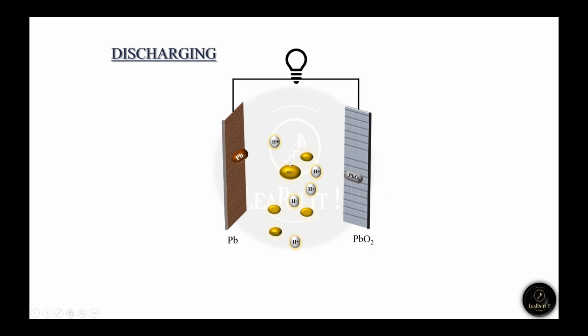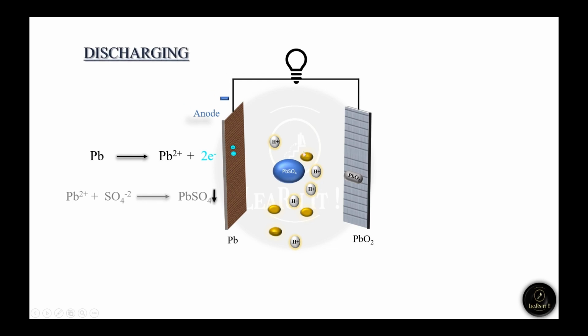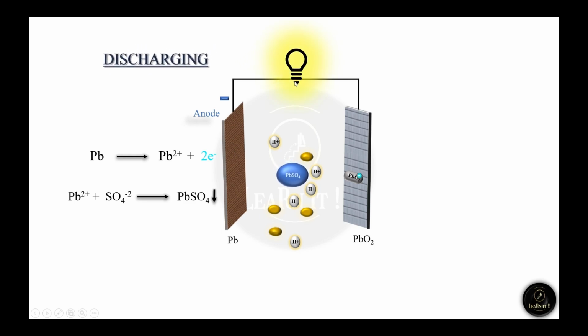During the discharging, the lead atoms present on lead plate undergo oxidation to form Pb+2 ions and 2 electrons. The lead plate acts as an anode. When the formed Pb+2 ions react with SO4 -2 ions present in the electrolyte, there will be formation of lead sulfate, and it is present in the electrolyte. And these two electrons flow through the bulb, so the bulb starts to glow.